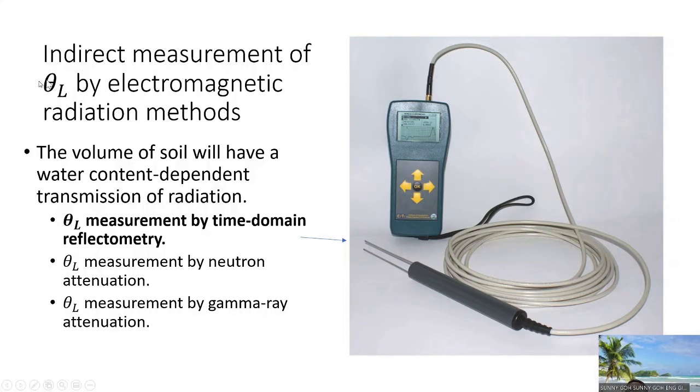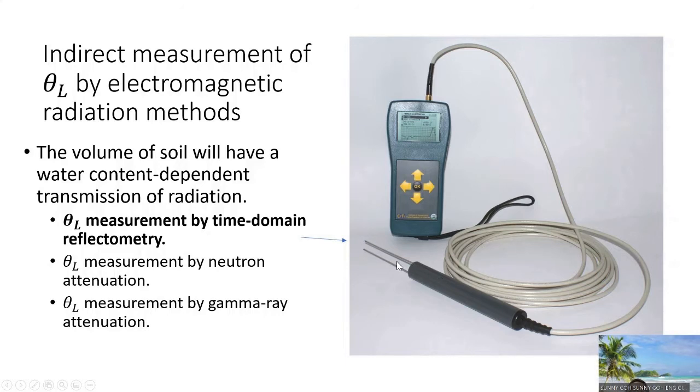But using an indirect method basically means you are measuring it in an indirect way. The method used to measure the water content indirectly is called the electromagnetic radiation method. The volume of soil will have a water content dependent transmission of radiation. There are three methods listed here: volumetric water content measurement by time domain refractometry, by neutron attenuation, and by gamma ray attenuation. Here we only discuss the measurement by time domain refractometry.